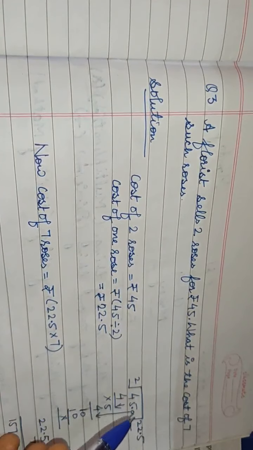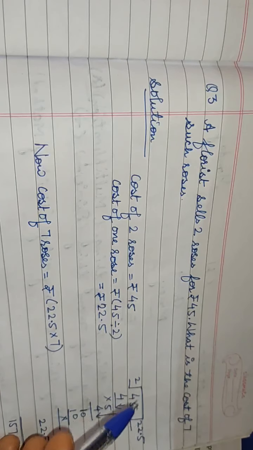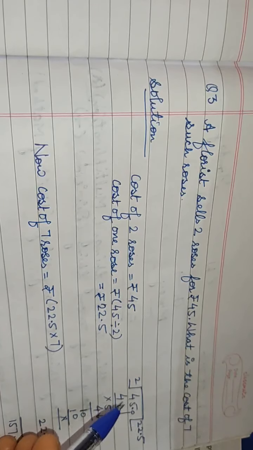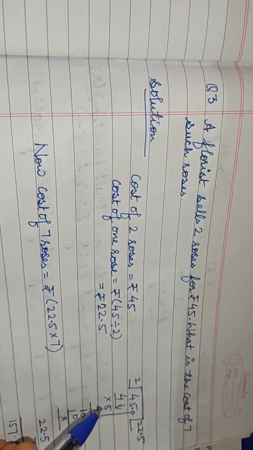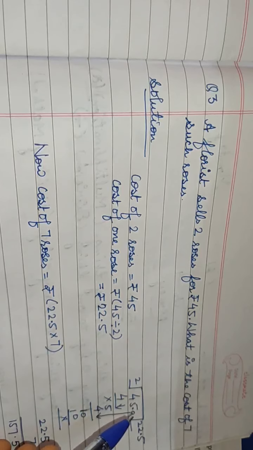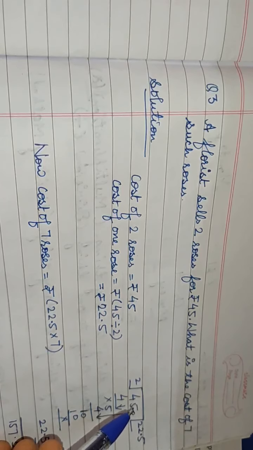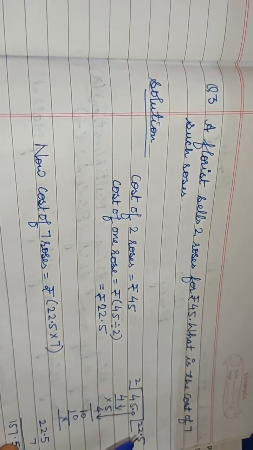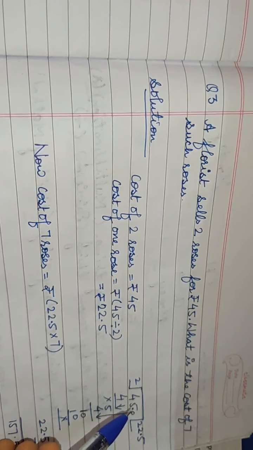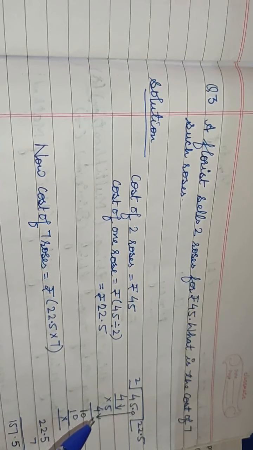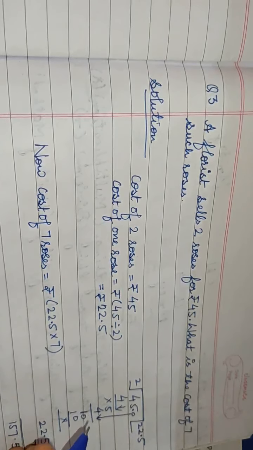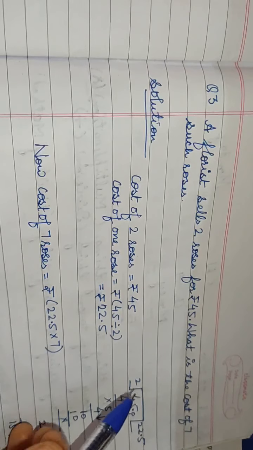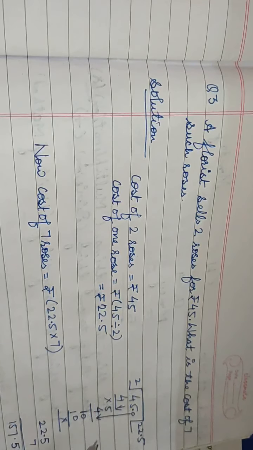45 divided by 2. First of all, 2 2s are 4. Then we will take this 5 down. Then 2 2s are 4. Remainder will be 1. Now we are not having any digit here, so we will put the decimal here and decimal in the quotient also. And we will take the 0 down. Now 10 is here. Then 2 5s are 10.